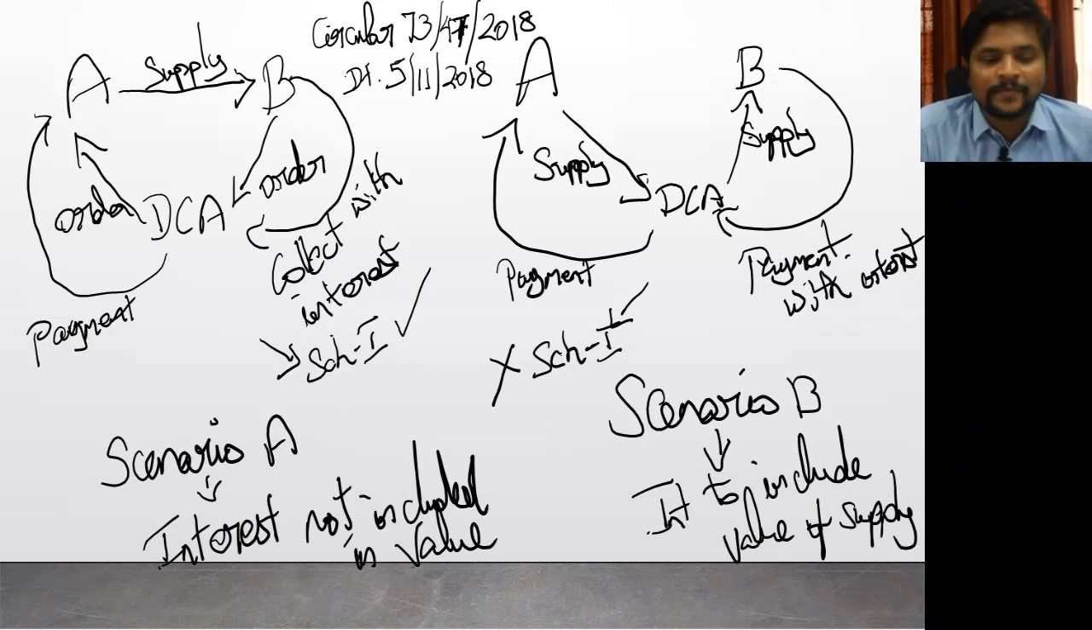So in this case, the credit limit extended by the agent to B, the interest part of that, should not be included in the value, because that is a separate transaction. Whatever supply is made by A to B is separate, and whatever interest is collected by the agent from B is a separate transaction. That separate transaction will not be included in the invoice value for the supply made by A to B. So that will not be included.